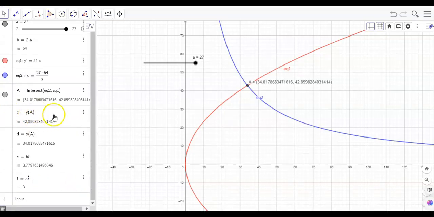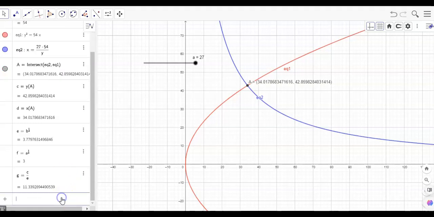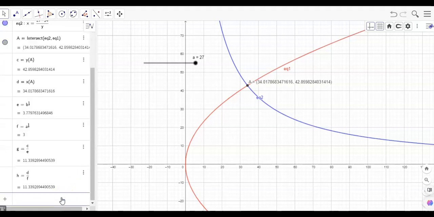Alright, so c is our geometric mean, y, and then d is our geometric mean, x, where y is greater than x. Now let's extract the common factor from the geometric mean ratio. So c corresponds with e, and then d corresponds with f. So we divide c by e, and we divide d by f.